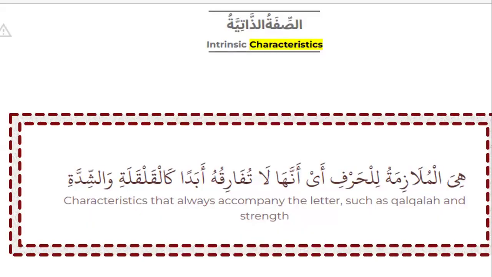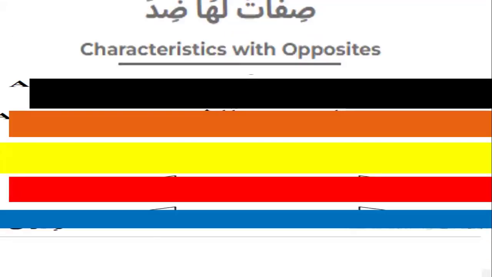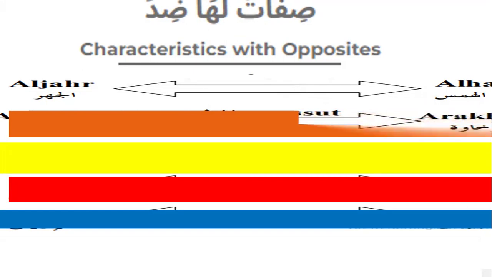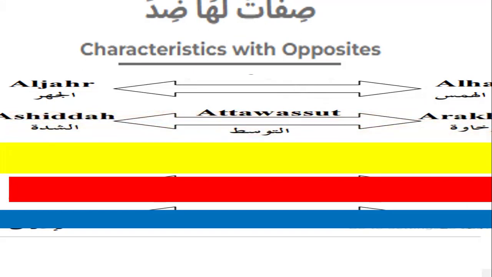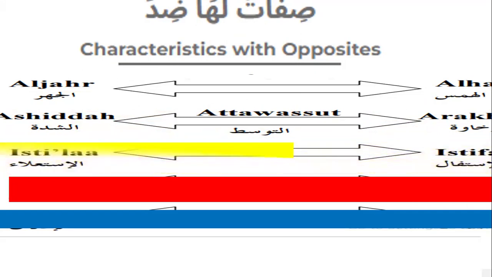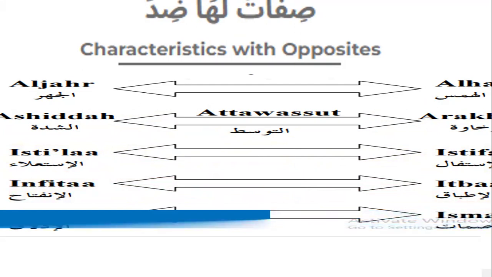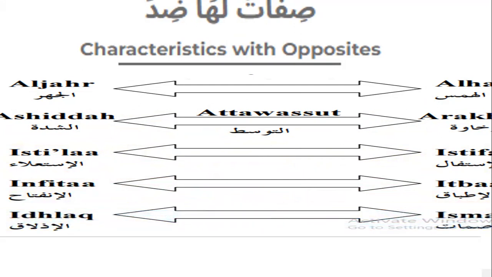The meaning of intrinsic characteristics: characteristics that always accompany the letter, such as qalqala and strength. Characteristics with opposites, like hams, opposite with jahr; rakhawa, opposite with shidda. Between them is tawassut. Istifal, opposite with isti'la. Idbaq, opposite with infitah. Ismat, opposite with izlaq.